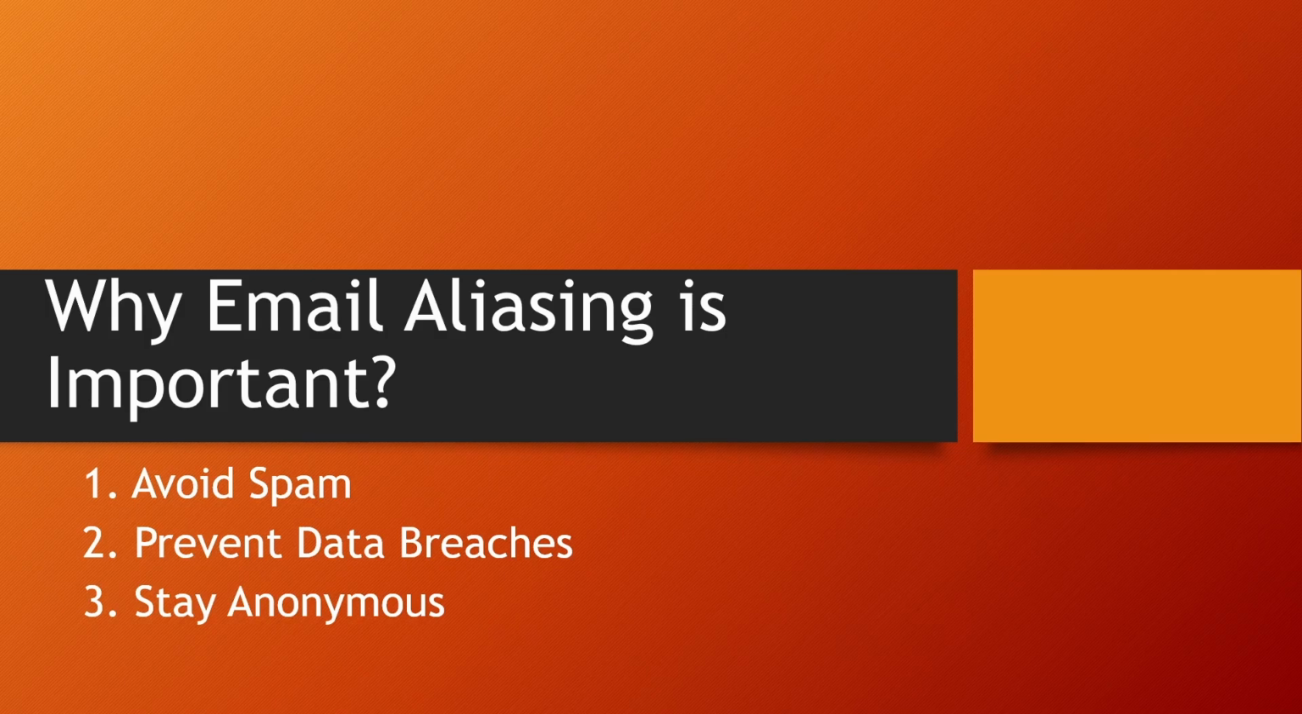The second one is it prevents data breaches. So if a website suffers a data breach, your real email won't be exposed. You can simply delete the alias and create a new one. The third is stay anonymous, of course. Whether you're signing up for newsletters or testing services, aliases keep your identity completely private. So now that you know the benefits, let's set up Firefox Relay.